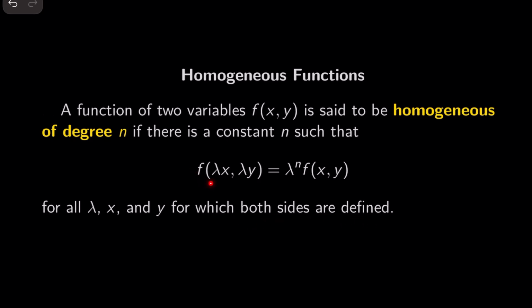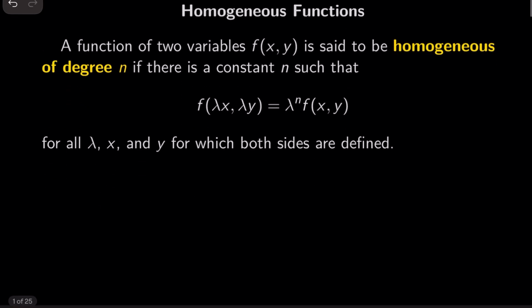This simply means that if f of lambda x, lambda y can be written as lambda exponent n times f of x y, then the function is said to be a homogeneous function of degree n.